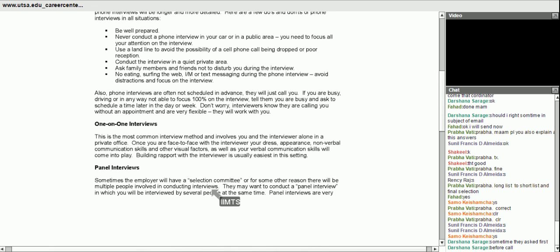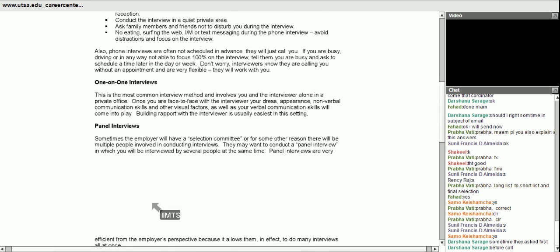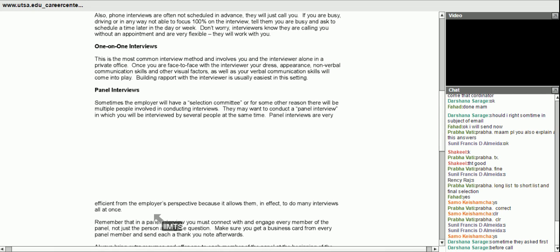Panel interviews. Panel means a group of people are going to take it. Sometimes the employer will have a selection committee, or for some other reason there will be multiple people involved in conducting interviews. They may want to conduct a panel interview in which you will be interviewed by several people at the same time. Panel interviews are very efficient from the employer's perspective because it allows them in effect to do many interviews all at once. So this is going to save their time.